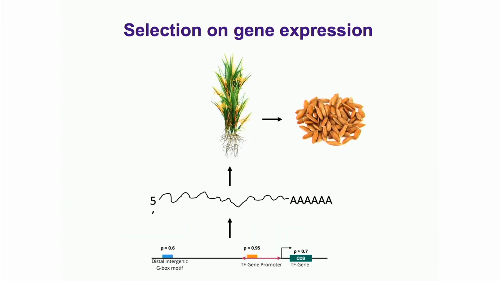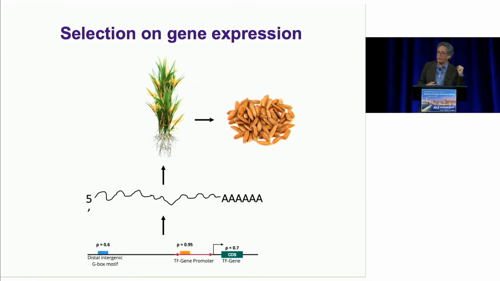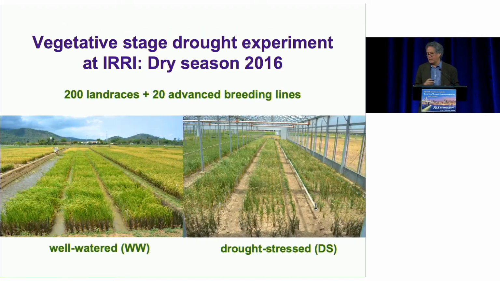So I said, well, we know how to do it for organismal phenotypes. Can we do it for gene expression? But instead of studies where you do 5 or 10 phenotypes, traits such as height, weight, whatever, we have tens of thousands of genes across the genome. Can we do this experiment? And so we did that. Several years ago, we grew up 200 landraces of rice and 20 advanced breeding lines in both well-watered and drought environments at the International Rice Research Institute.